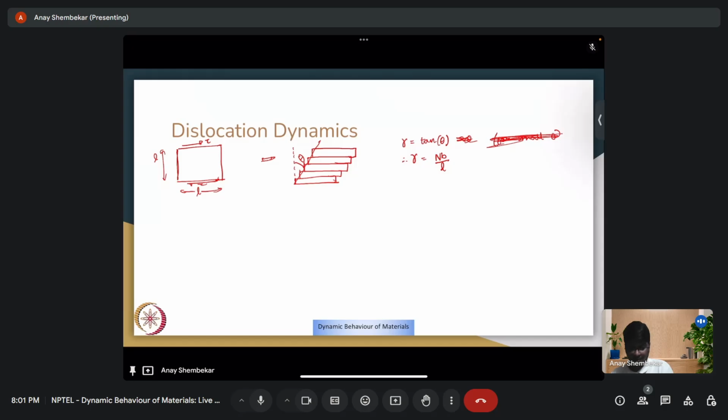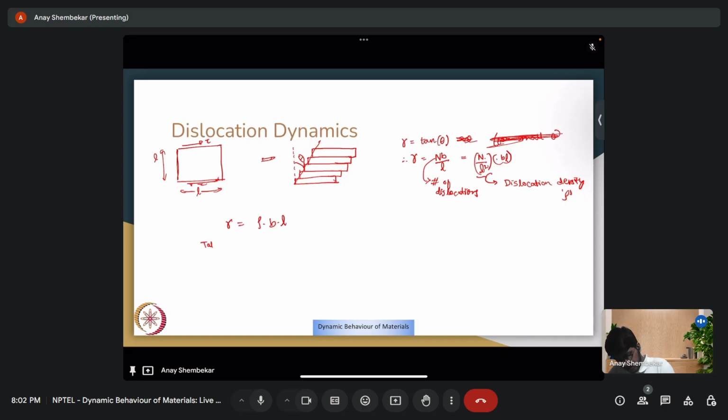I'll just write down what this means. N is the number of dislocations. In this diagram, you can see that we have 5 edge dislocations, all in an ideal arrangement, stacked on top of each other. So I can write N by L squared times L. N by L squared we can refer to as the dislocation density, rho. So your strain is equal to the dislocation density times the Burgers vector times the side of this.